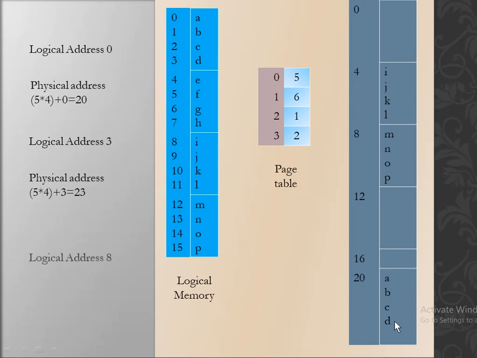Take another example, logical address 8. Logical address 8 is nothing but, this is page 0, page 1, page 2. Here is page 2, right? So 1 into 4, but the offset of this I is 0. 0, 1, 2, 3, right? In this particular page, this I offset is 0. So for that, I am adding 0 here. So 1 into 4 plus 0 is 4. Yes, by this 4, you can easily identify I, right?